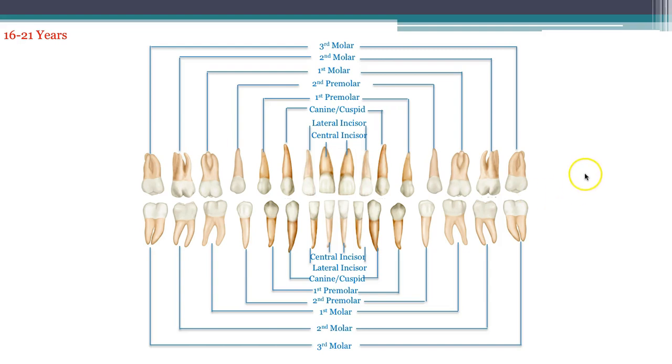So this is basically what an adult mouth looks like with all of our 32 teeth.